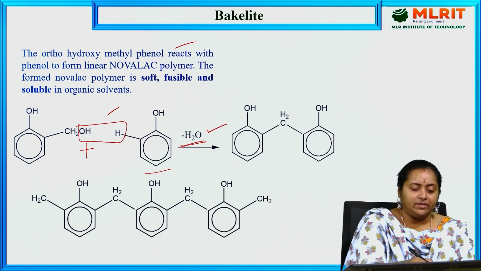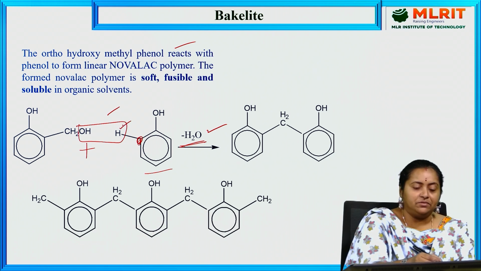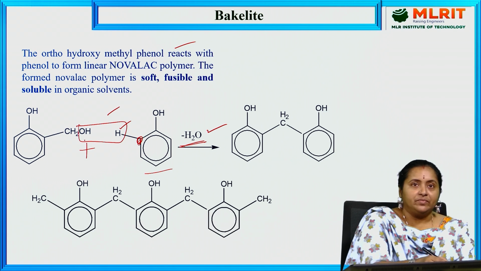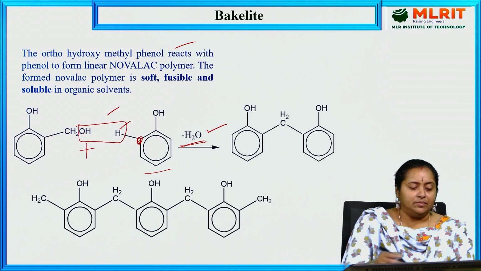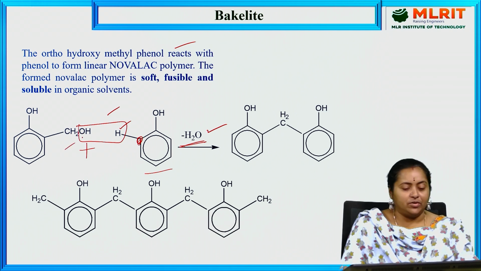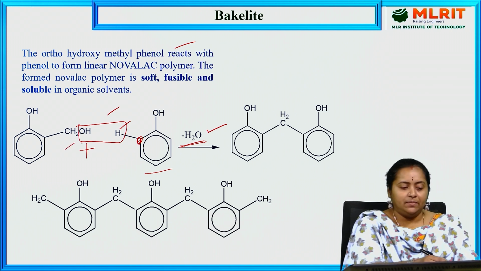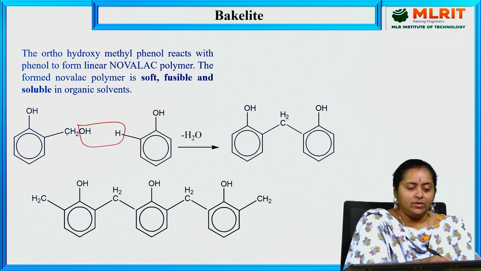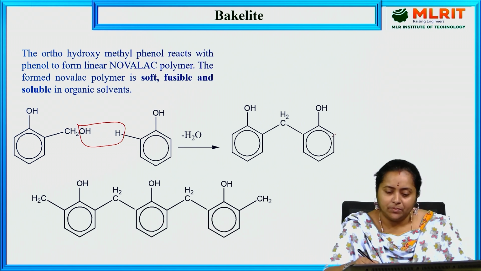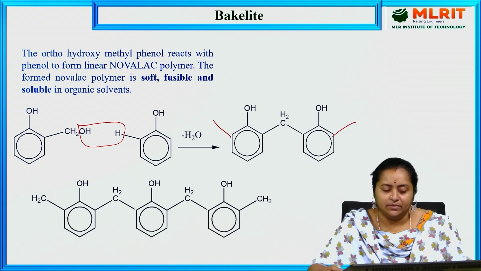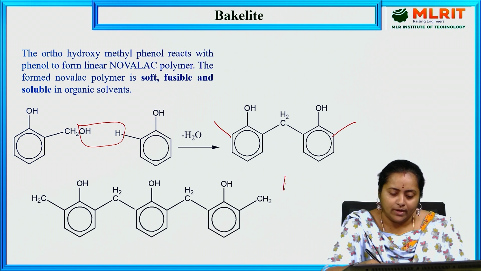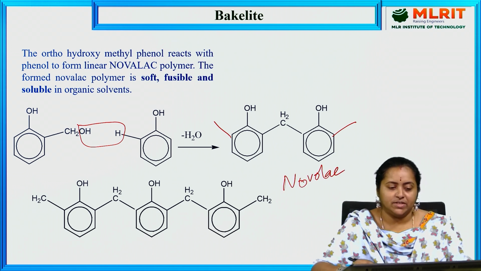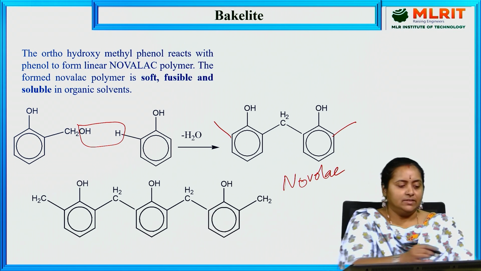This phenyl ring carbon will have one hydrogen, and that is going to be eliminated in the form of a water molecule along with the OH minus ion present in the methylol derivative of phenol. As the water molecule is eliminated, the CH2 bond is going to link with the carbon at this ortho position, and the linear chain will continue. So, what is the name of this compound? Novolac. Novolac is a linear polymer. Straight chain linking will be there. So, that will be the result in step 2.